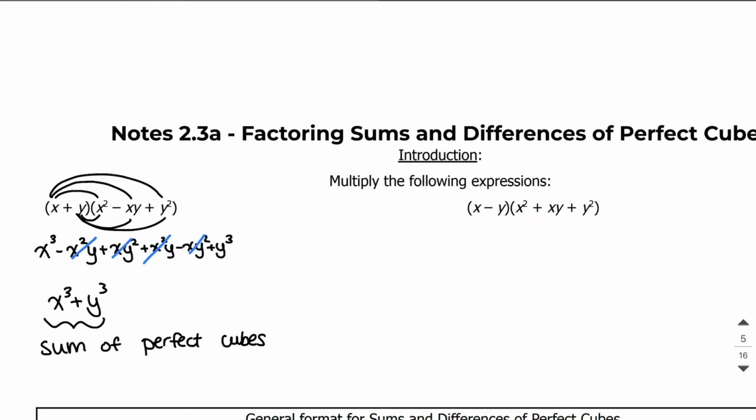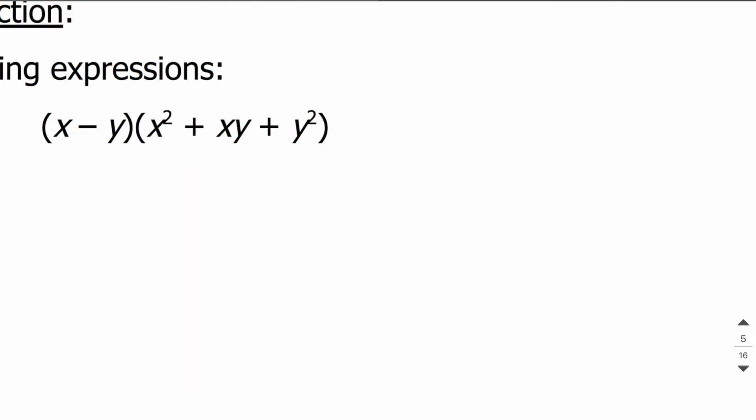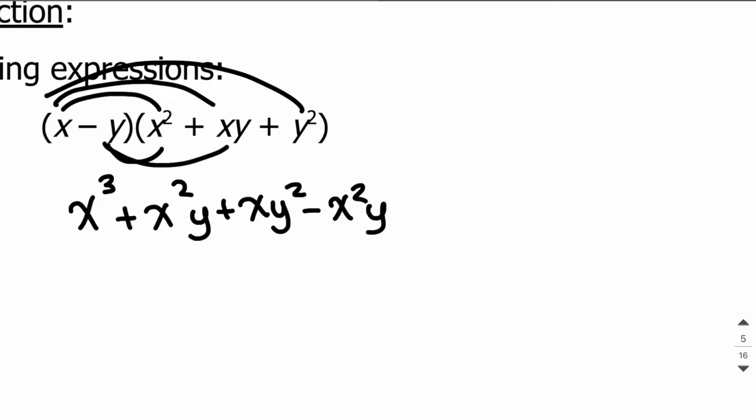All right, so let's see what happens in our next expression. If I multiply this x through to this x squared, I get x to the power of 3. X multiplied by xy gives me positive x squared y. X multiplied by y squared is xy squared. Now I'm going to multiply this negative y through, so I get negative x squared y. Negative y times xy, I get negative xy squared, and then negative y times y squared gives me negative y cubed.